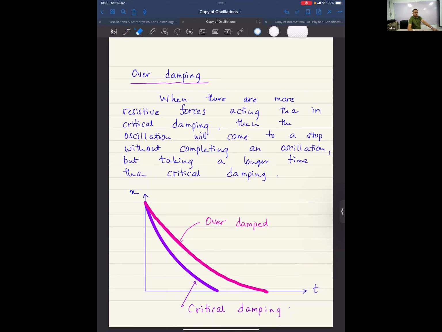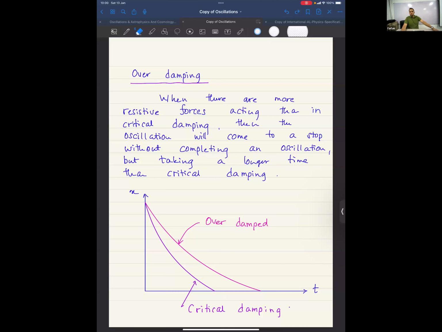Okay. So what you see in these door dampers is overdamping. Once you open the door, even if you want to close it, you can't just push it. There is a door closer, you call it a damper, which holds the door. So it will come to a stop without completing an oscillation, but it will take longer than the critical damping instance. Understood. Take it down.